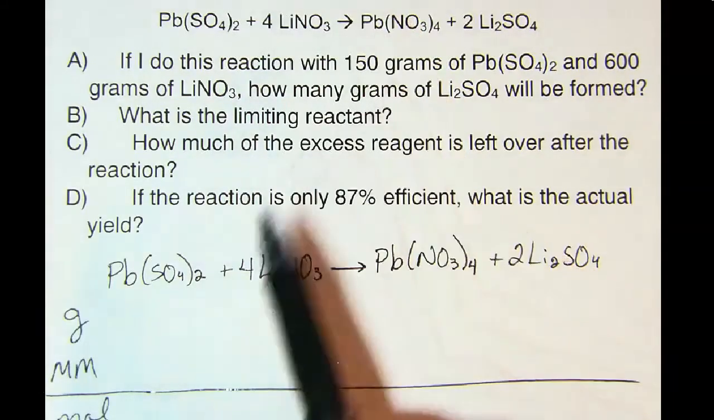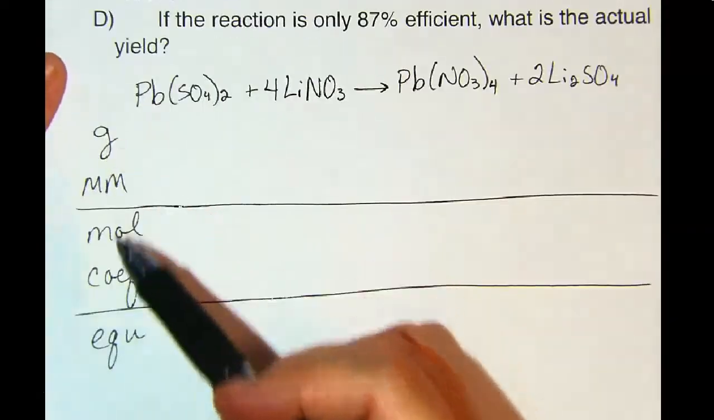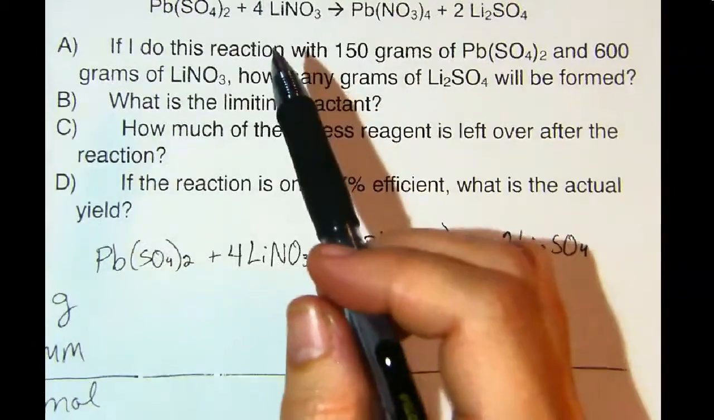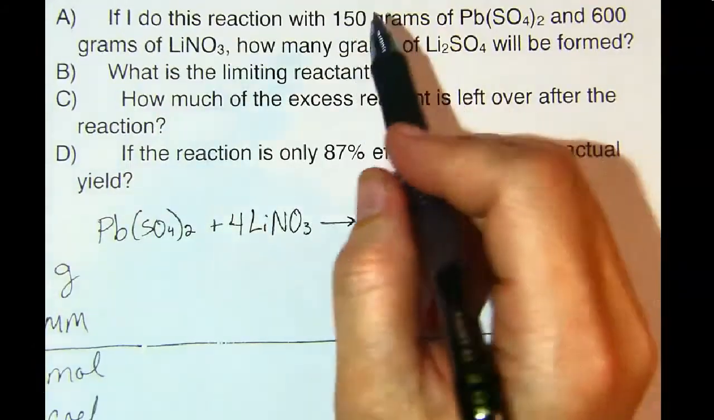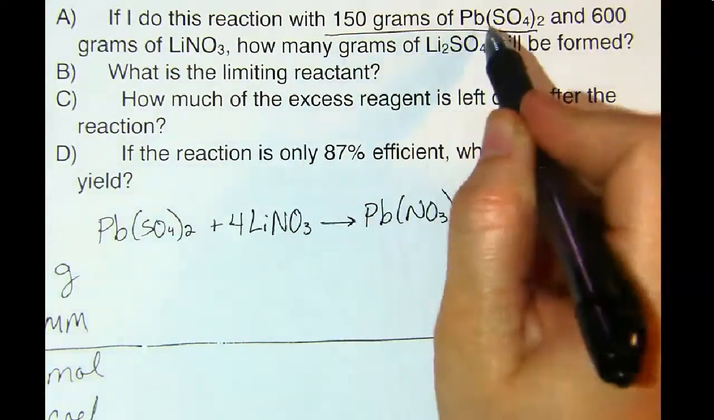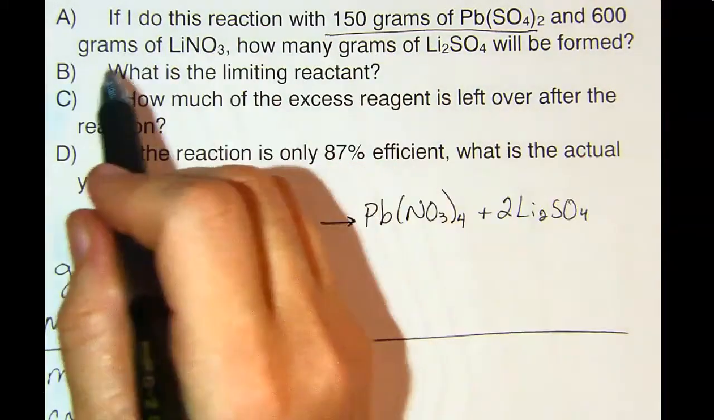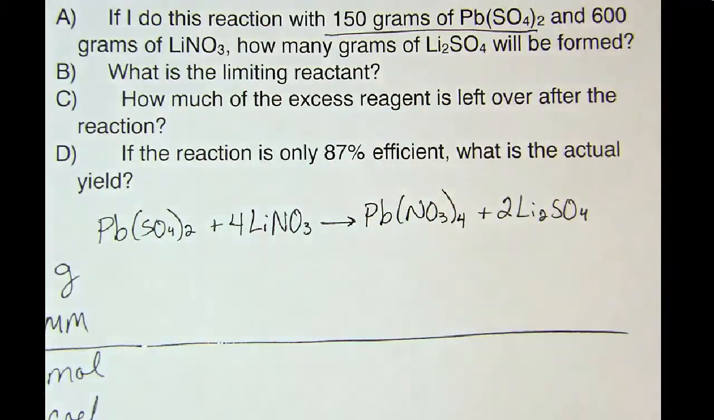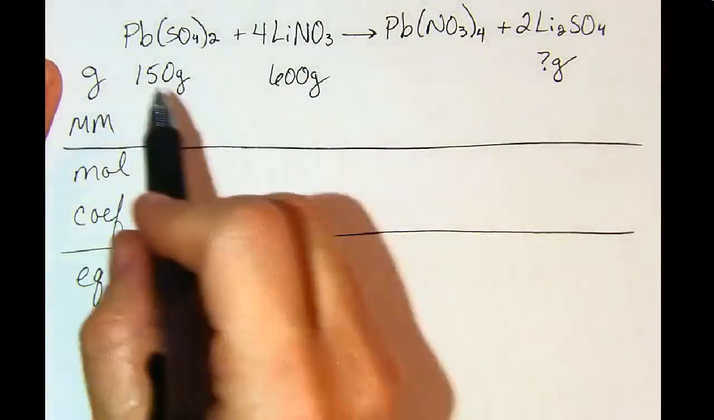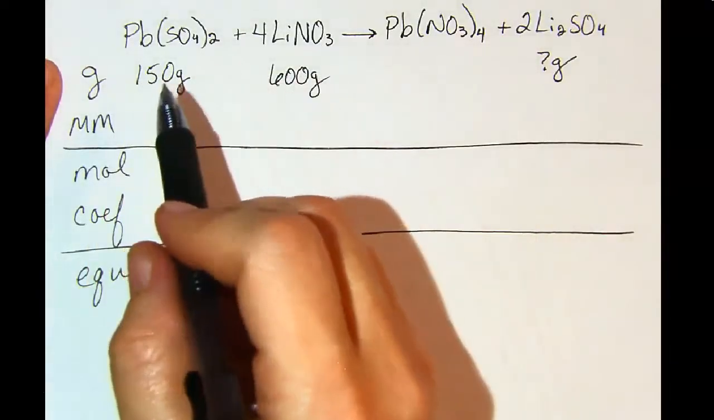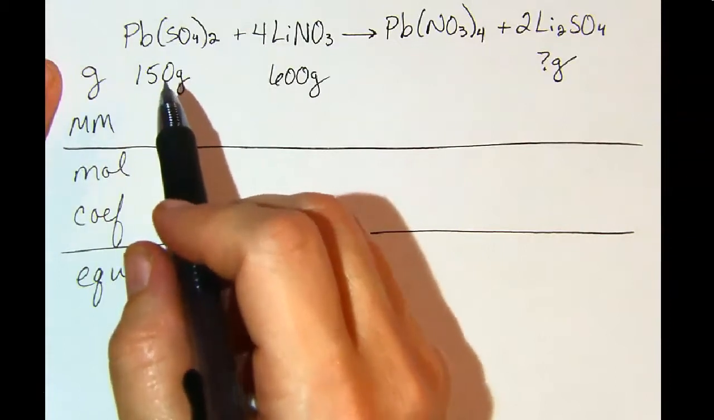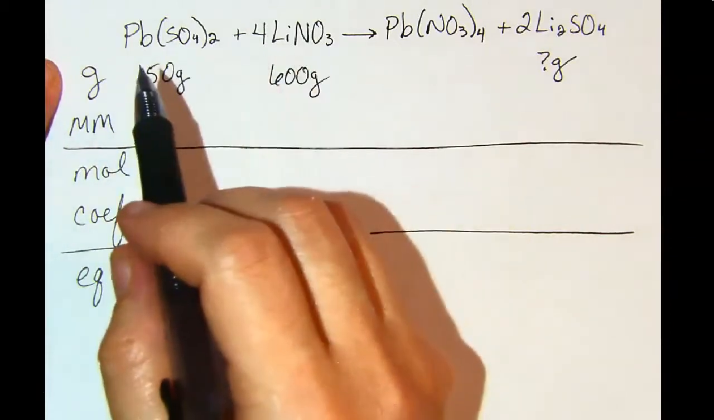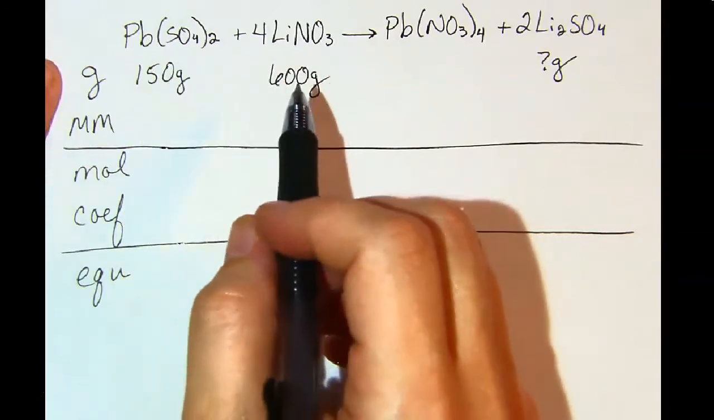So I rewrote the equation below. I wrote my little chart on the left-hand side. Now we're going to identify our givens. We have two givens, 150 grams of the lead sulfate and 600 grams of the lithium nitrate. How many grams of lithium sulfate will be formed? So I've rewritten that down here, and because we have two givens, this is a limiting reactant problem. I have to know which one of these is the limiter and which one is going to be in excess.